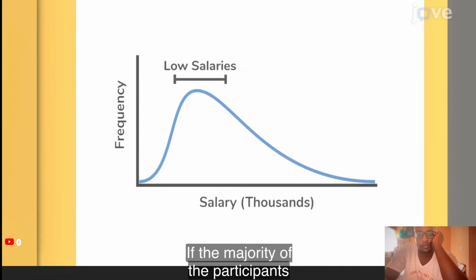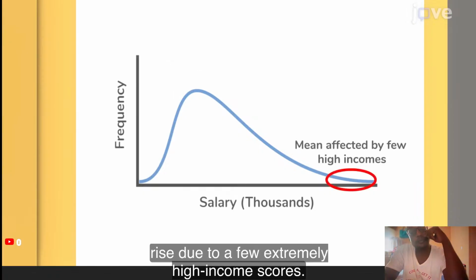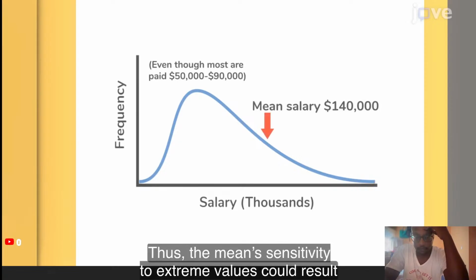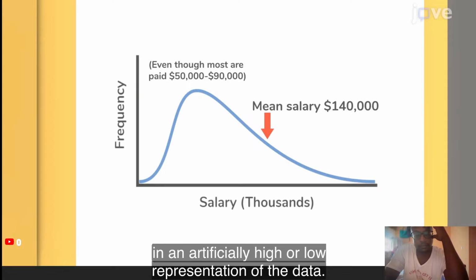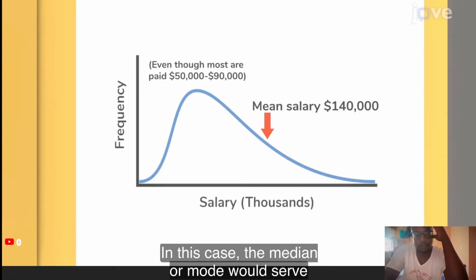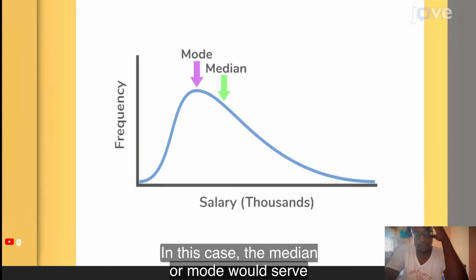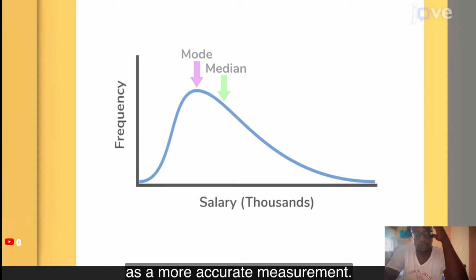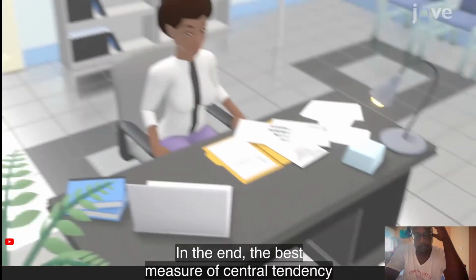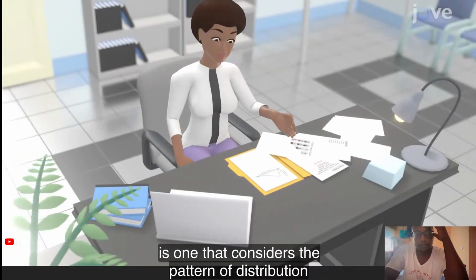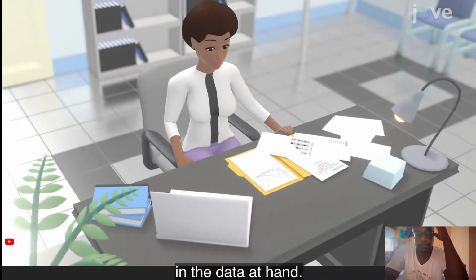If the majority of the participants reported low incomes, the mean would rise due to a few extremely high income scores. Thus, the mean's sensitivity to extreme values could result in an artificially high or low representation of the data. In this case, the median or mode would serve as a more accurate measurement. In the end, the best measure of central tendency is one that considers the pattern of distribution in the data at hand.